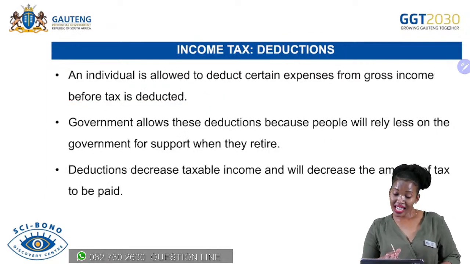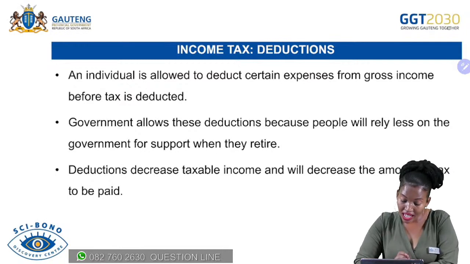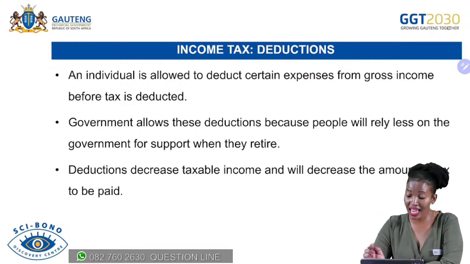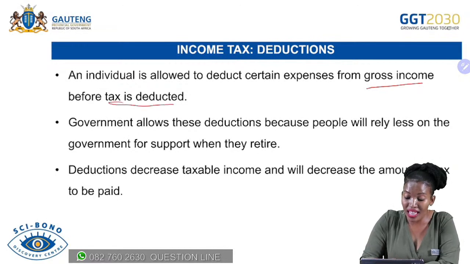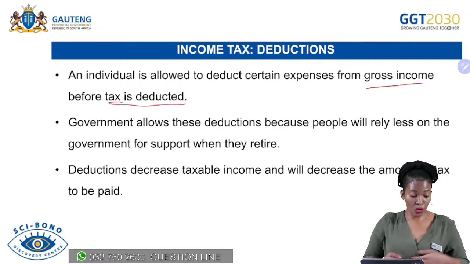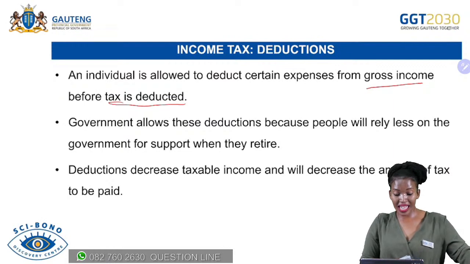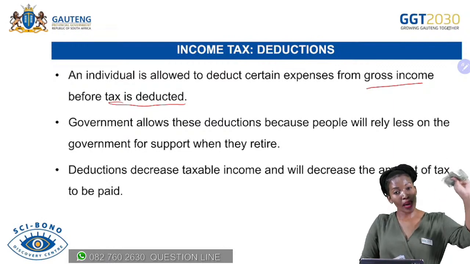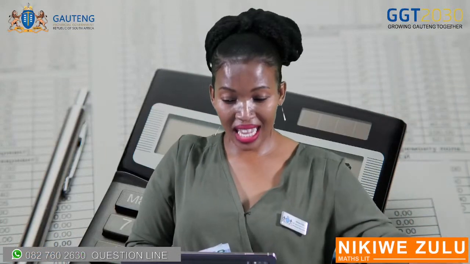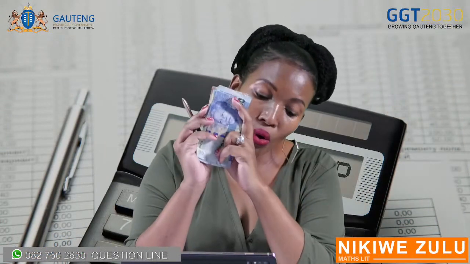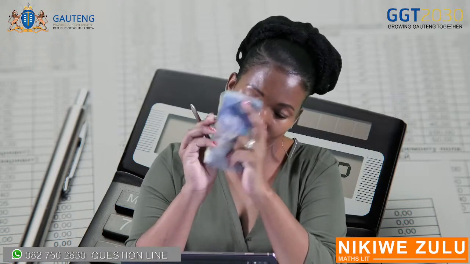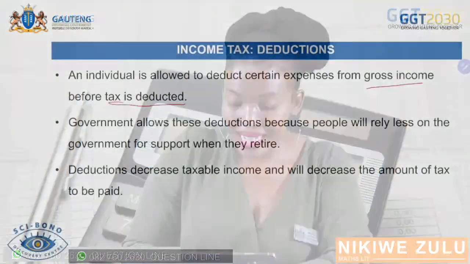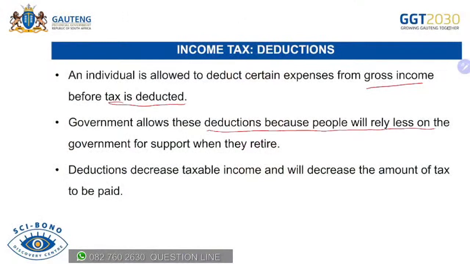And then when we talk deductions, an individual is allowed to deduct certain expenses from gross income before the tax is deducted. So this is exactly what I did. I've deducted certain expenses, the retirement annuity fund, donations, UIF. And then this one is now going to be taxed. Government allows these deductions because people will rely less on the government for support when they retire.